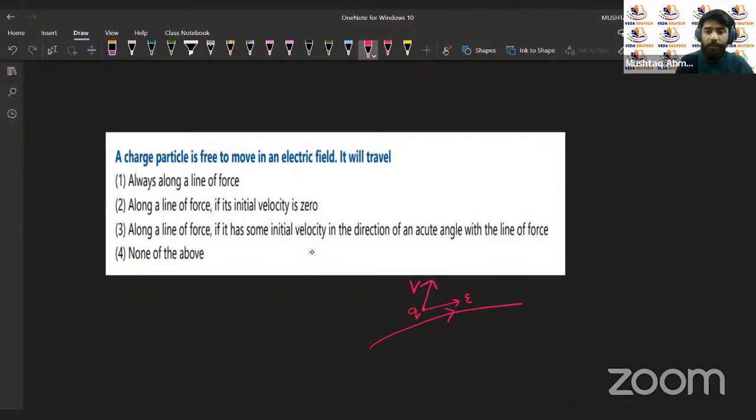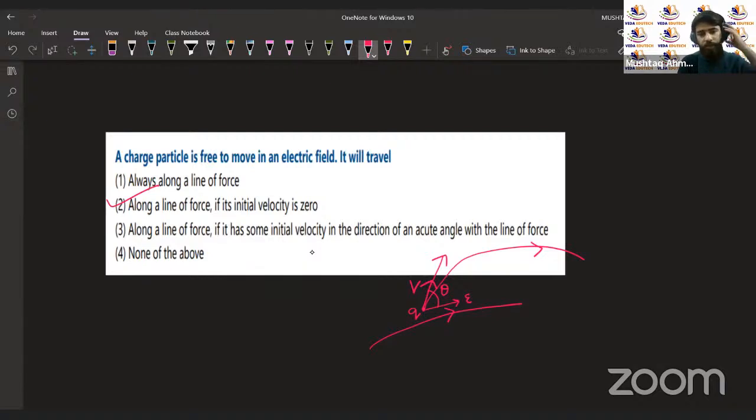This charge q was initially moving in this direction at an angle of theta with this force because of this electric field. So this charged particle is going to follow this path. It will not follow the path of the electric line of force. So it means that it will follow the path of the electric line of force only when there is zero initial velocity of the charged particle. So option number 2 is the correct answer.